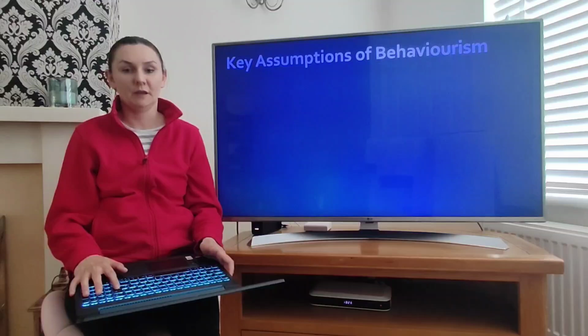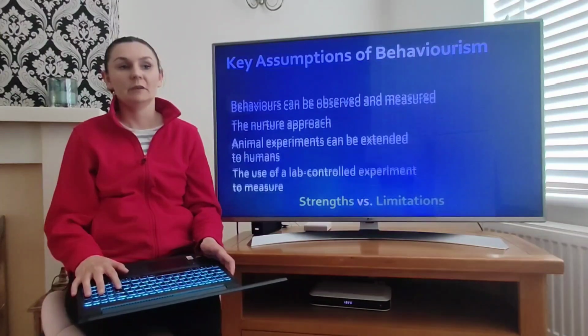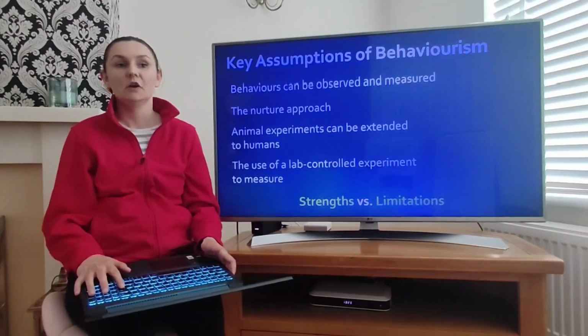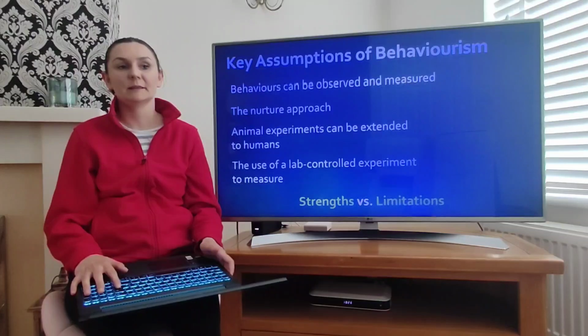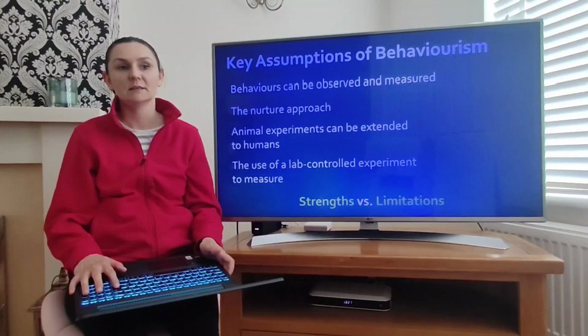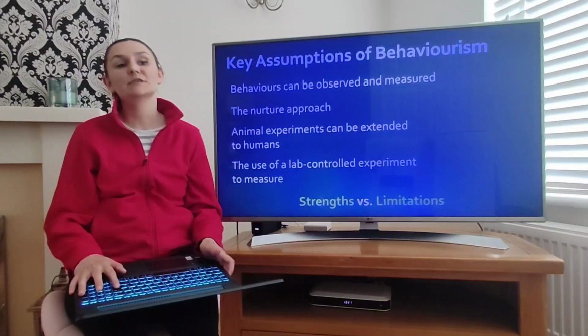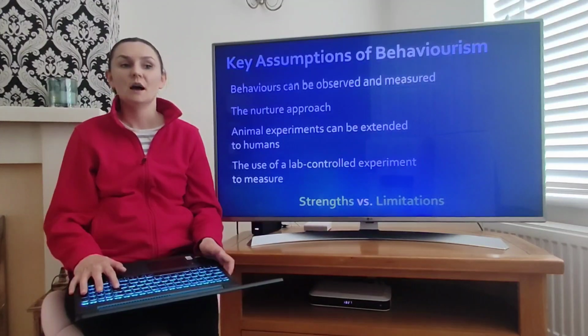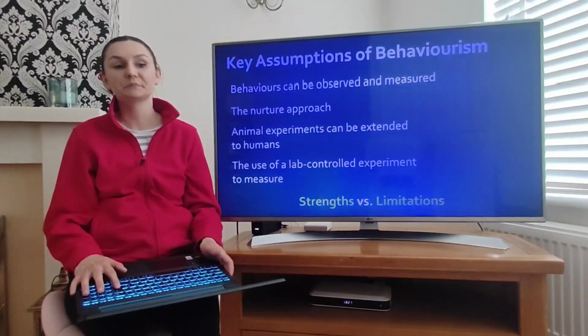Key assumptions of behaviorism. Behavior can be observed and measured. Observing and collecting data from experiments helps understand both human and animal reactions to stimuli. The nurture approach refers to the idea that our behavior is based on environmental factors such as social interactions. Experiments on animals can be extended to humans, as both groups demonstrate similar learning patterns.